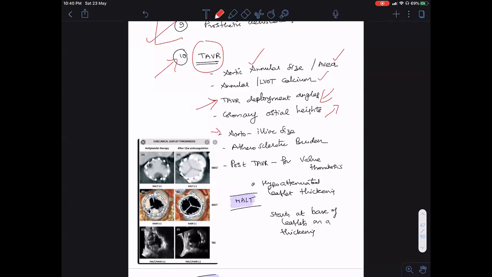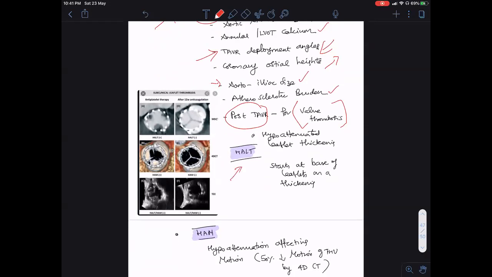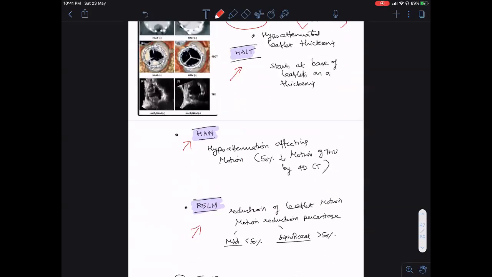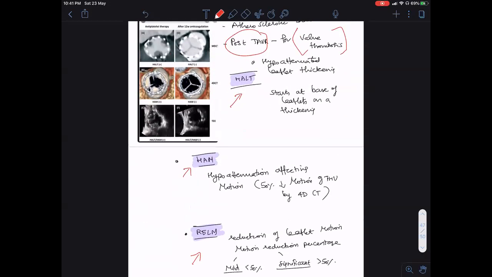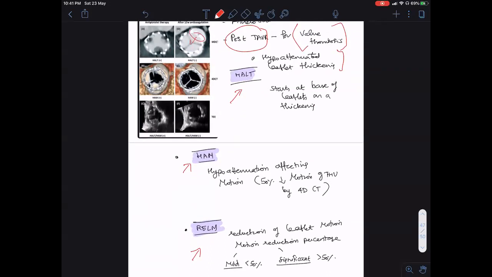Considering that all TAVIs right now are done transfemorally, aorta and iliac size and the total atherosclerotic burden in the lower leg vessels are important prior to transfemoral punctures. In post-TAVR patients, Dr. Dinpu has already discussed this in the prosthetic valve discussion, but just to reiterate, there are specific CT markers and terminologies for post-TAVR valve thrombosis. This is HALT, which stands for hypoattenuated leaflet thickening. This thickening actually starts at the base of the leaflets and then proceeds inwards. This is a sign of probable valve thrombosis.